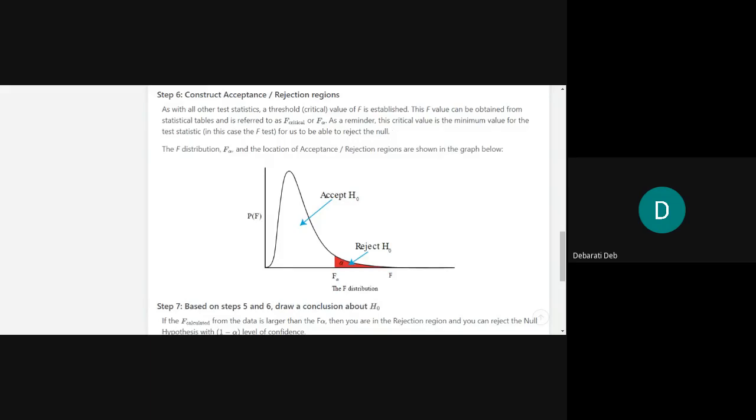Any question till now? Please tell me. Any doubt? Any doubt till now, or have you understood everything? No doubts, ma'am.